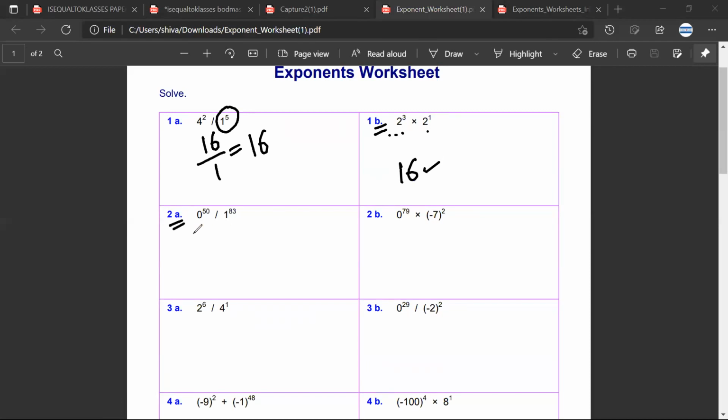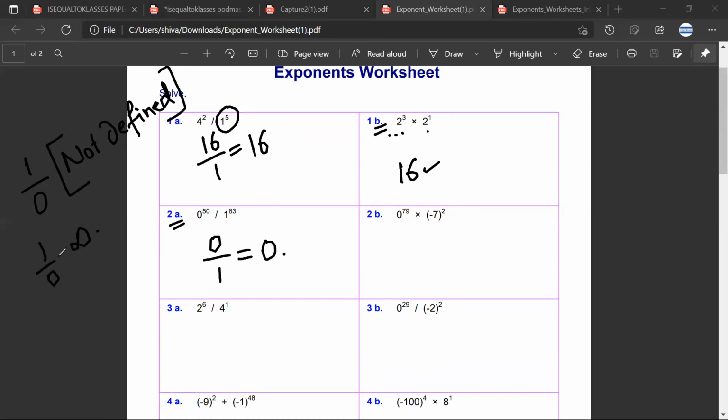Second A. 0 upon 1 is 0. Have you understood? Yes, sir. But 1 upon 0 is not defined. Can you note this down? Yes, sir. 1 upon 0 is not defined. Some people say that 1 upon 0 is infinity, but you should write that 1 upon 0 is not defined. It is not defined in mathematics. So, do not write 1 upon 0 is infinity. Always write that 1 upon 0 is not defined.